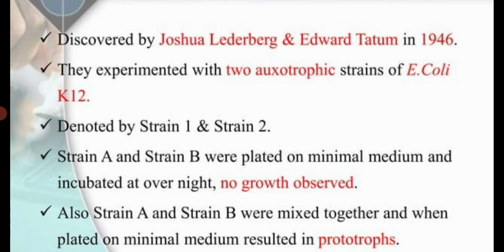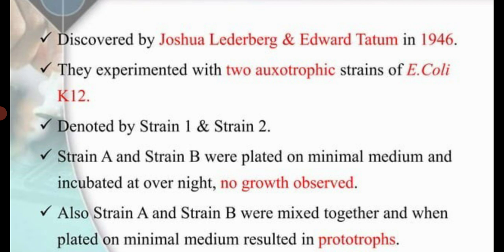For the experiment, the scientists Joshua Lederberg and Edward Tatum made use of E. coli K12 strains. Two auxotrophic strains of E. coli K12 were used, strain A and strain B, or strain first and strain second. The strain A and strain B were separately plated on separate minimal media and incubated overnight, and no growth was observed. When strain A and strain B were mixed together and plated on a minimal media, prototrophic colonies were observed.